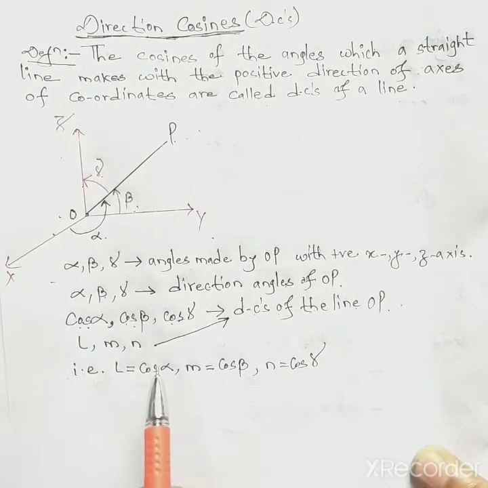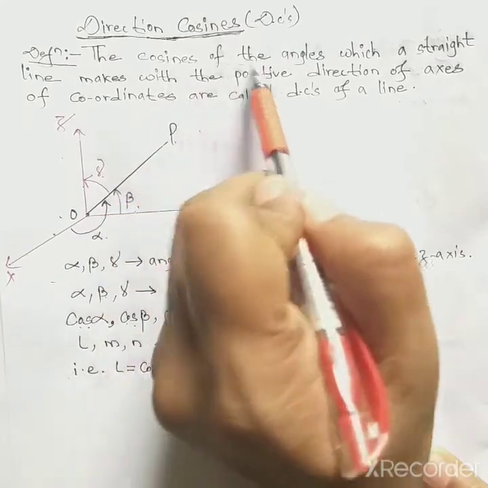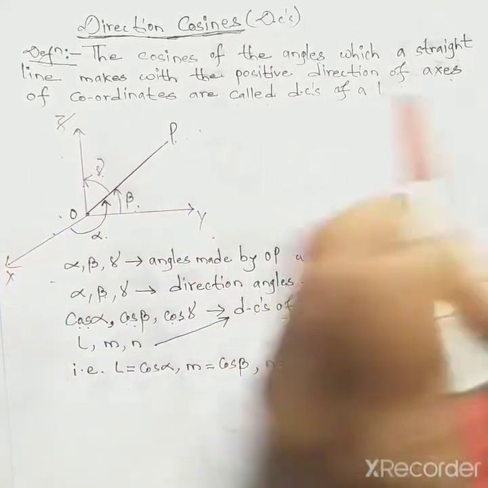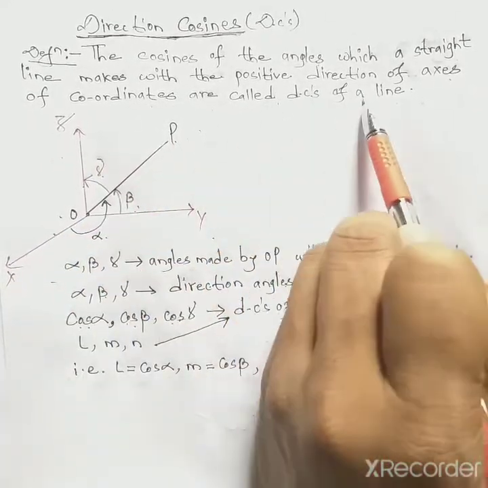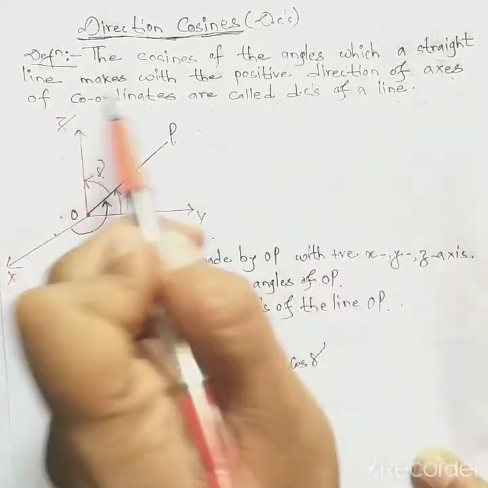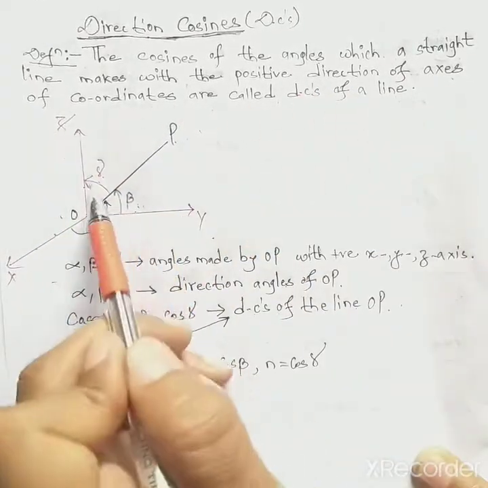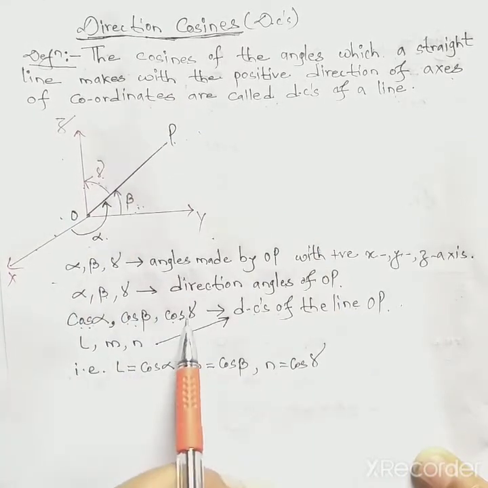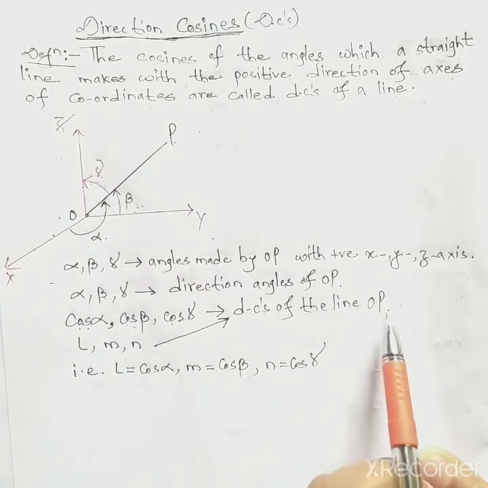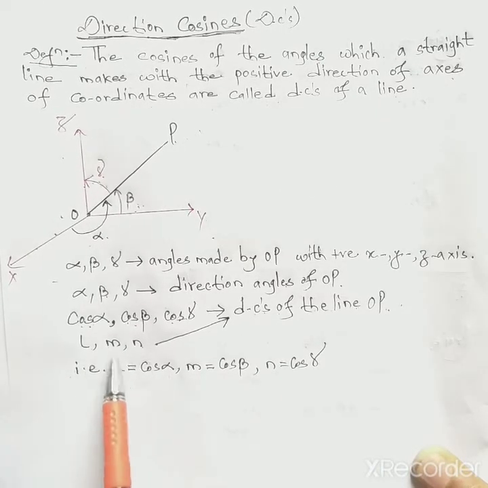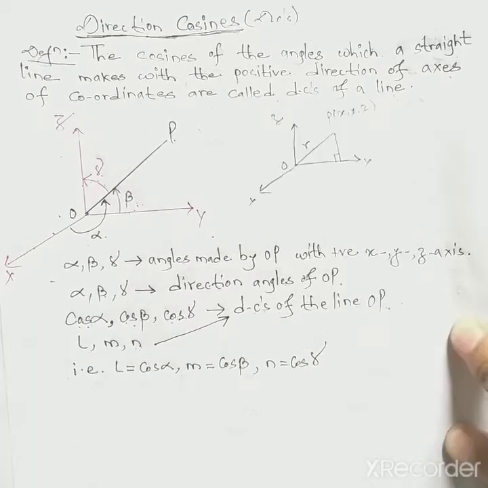So we can say that the cosines of the angles which a straight line makes with the positive direction of the axes of coordinates are called direction cosines of a line. Here alpha, beta, gamma are the angles which a straight line makes with the positive direction of x, y, and z axis. So the cosines of alpha, beta, and gamma are called the direction cosines of the line OP, which is also denoted by L, M, N. So whenever we say L, M, N, always remember these are the direction cosines of a line segment.